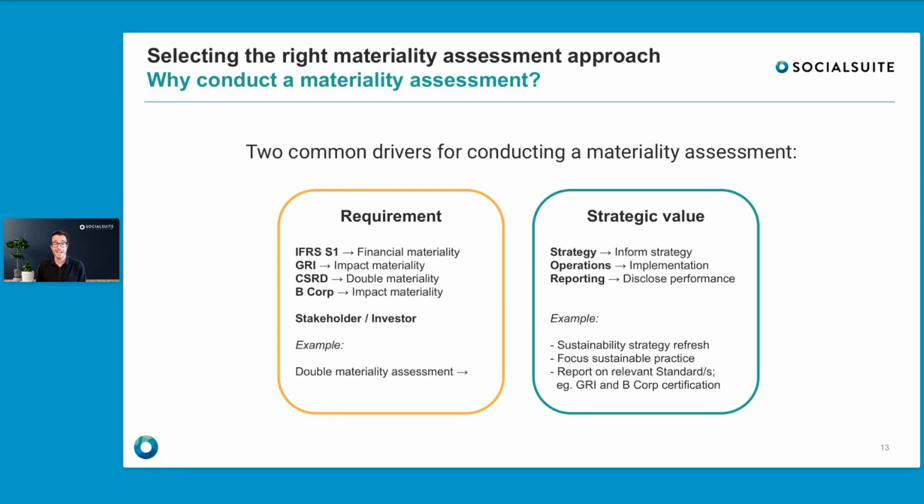And ultimately then, if you do that, you want to disclose your sustainability performance. So that goes to reporting. So what we might see, for example, is that you might say, there's a requirement on me to do a double materiality assessment, but in doing that, it also helps me to refresh my sustainability strategy, which is due. It helps me focus on really driving sustainable practice, and it helps me report on relevant standards. And that could be in Europe, it could be the CSRD, or it could be GRI or B Corp certification.